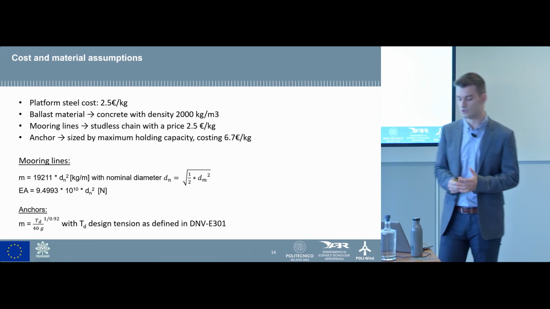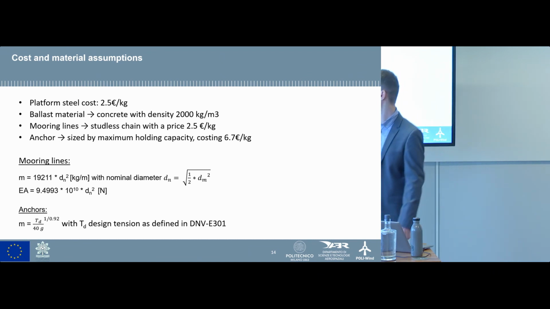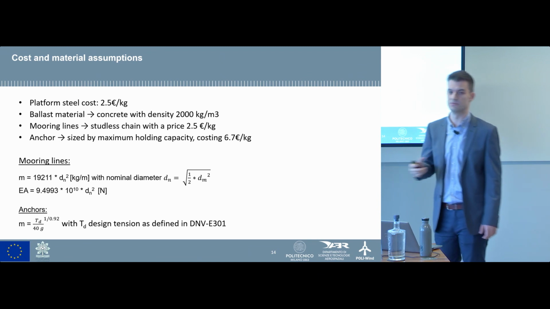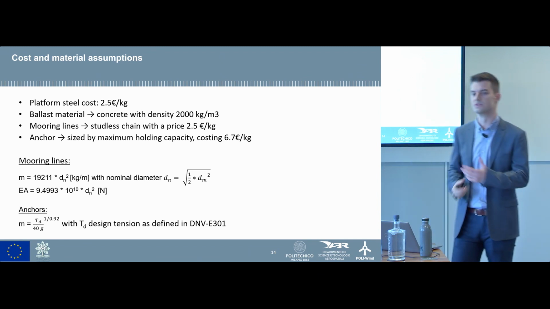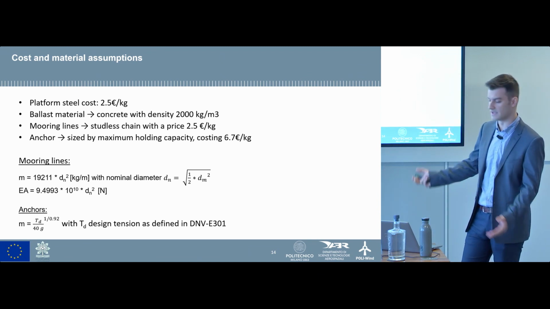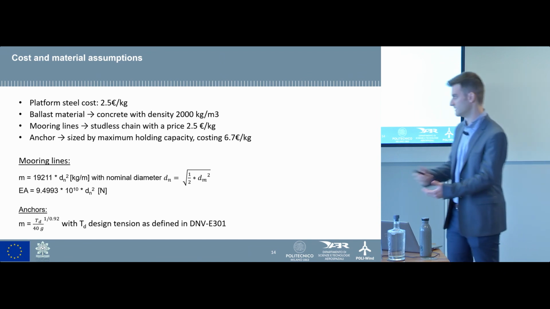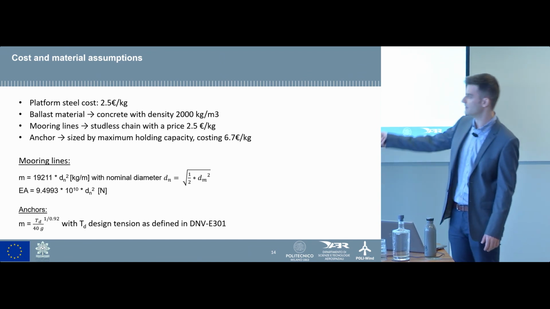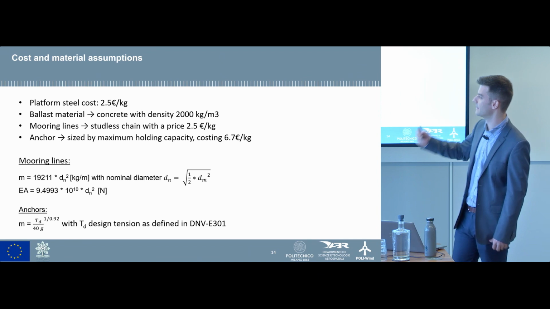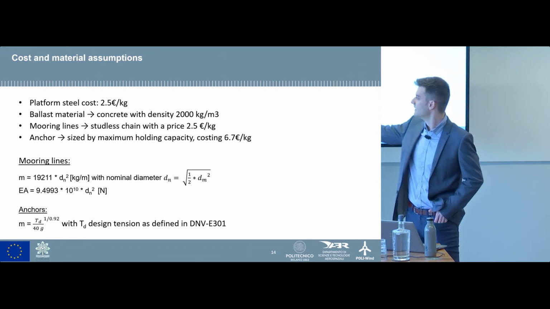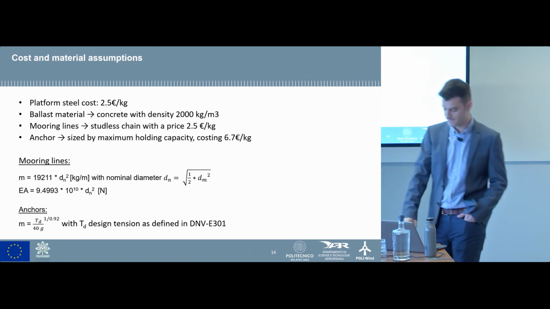So we use this equation here, which is taken from a product catalog, to calculate the maximum holding capacity of the anchor, which will define the mass of the anchors and subsequently the cost of it. And the mooring line properties are defined with these two equations that are listed here.